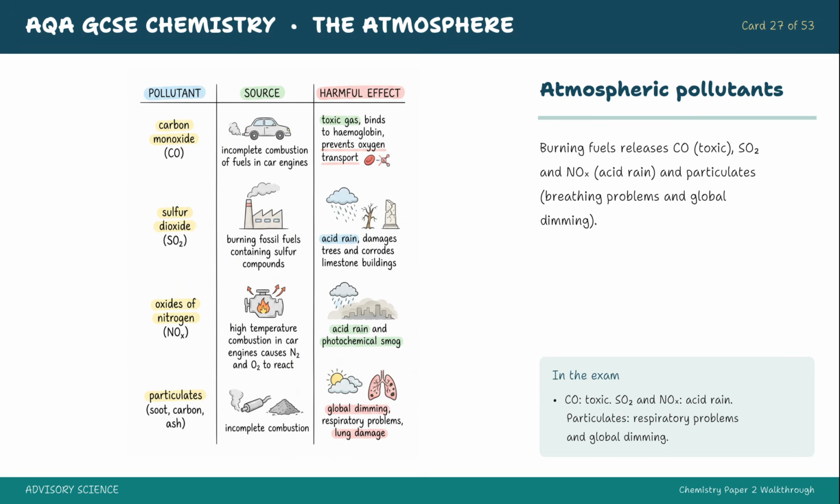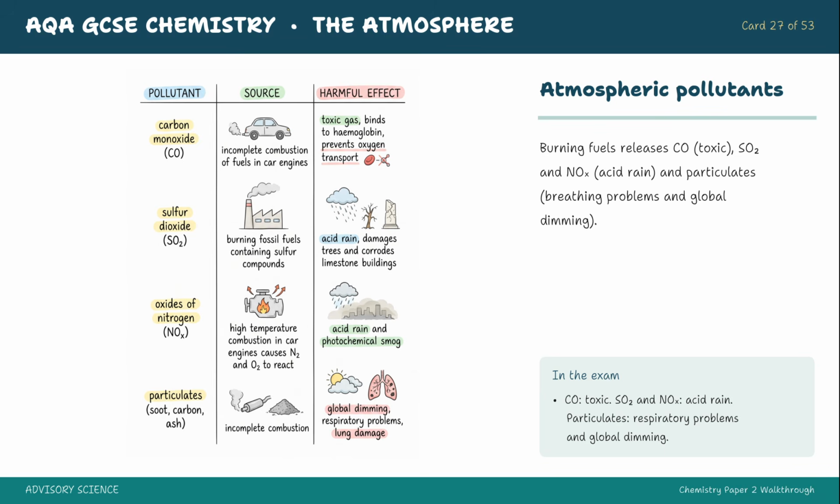Atmospheric pollutants. Burning fuels releases several harmful pollutants into the air. Incomplete combustion produces carbon monoxide, which is a toxic, colourless, odourless gas, and soot, which we also call carbon particulates, which causes breathing problems and global dimming. Most fuels contain small amounts of sulphur, which burns to form sulphur dioxide. At the high temperatures inside engines, nitrogen and oxygen from the air react to form oxides of nitrogen.